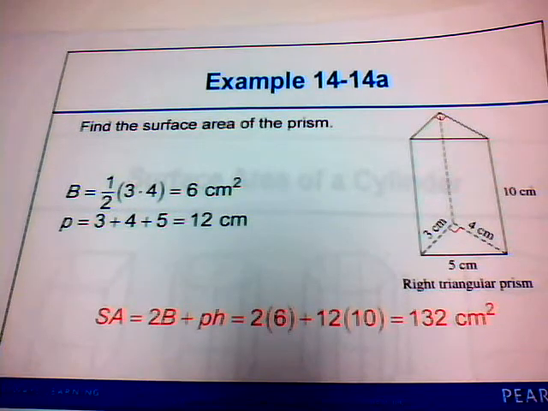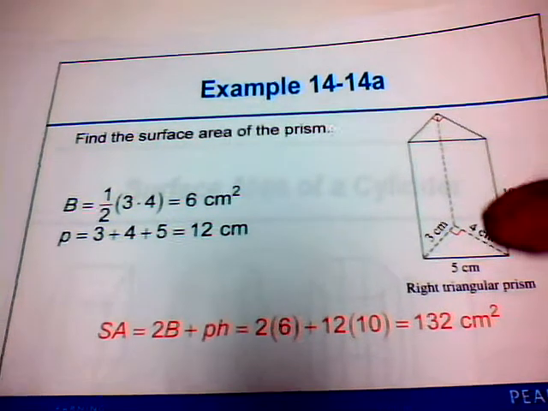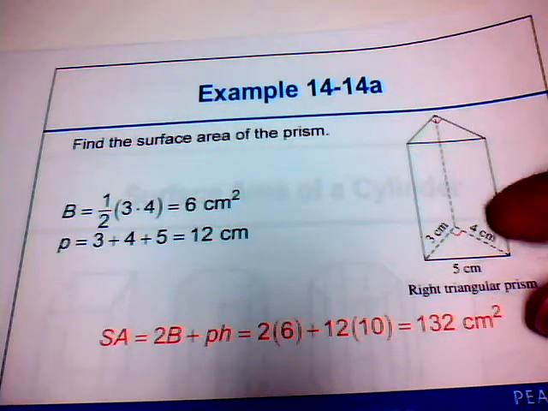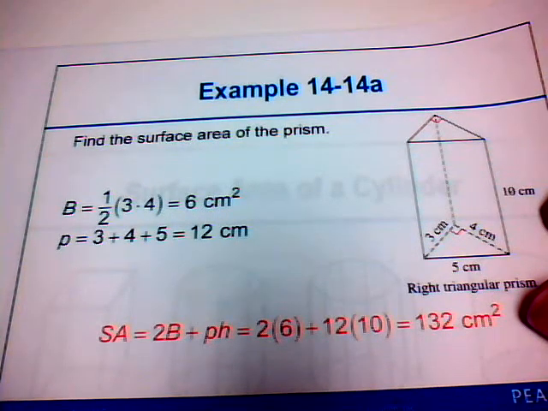Now it's all about just knowing the formulas for finding the area of a triangle. It could be a square, so you have to use the formula for the area of a square.